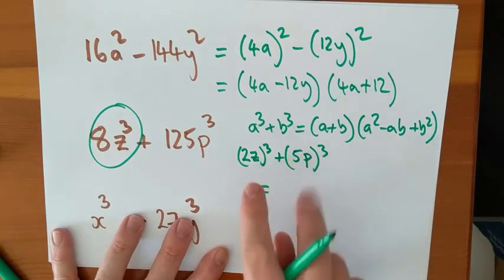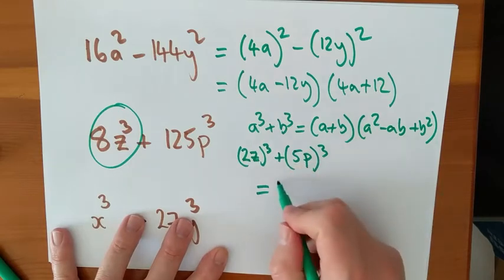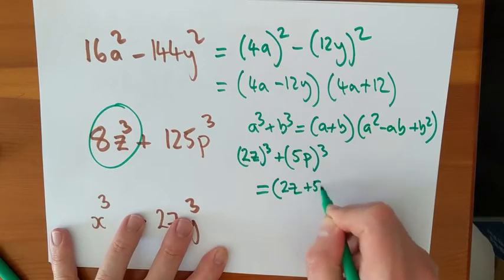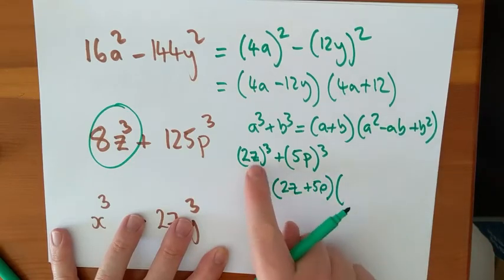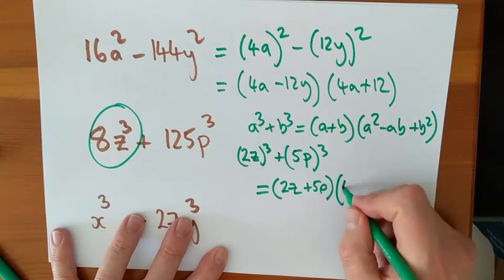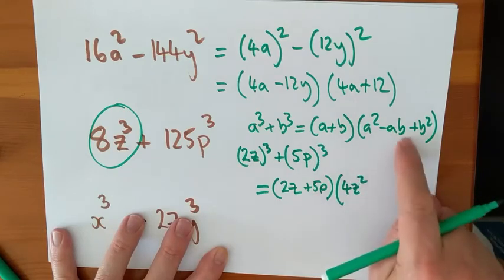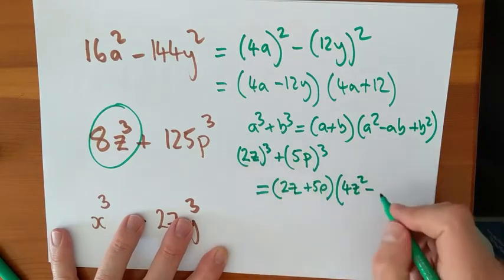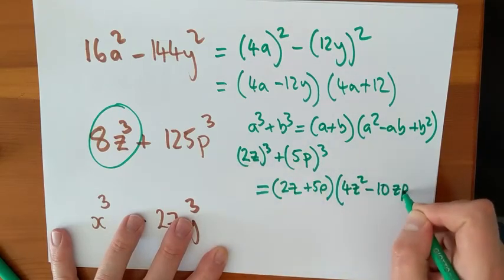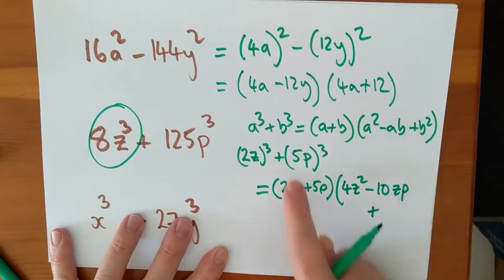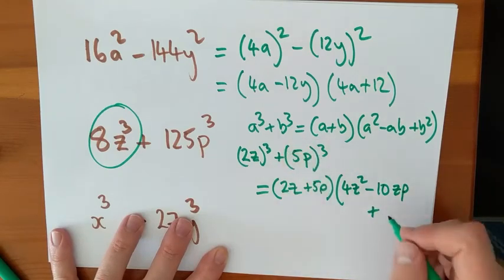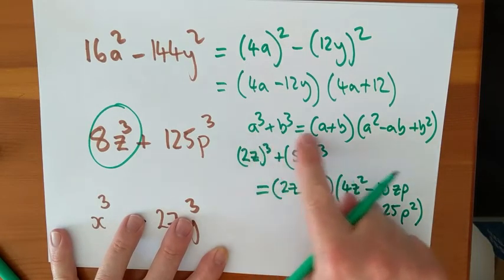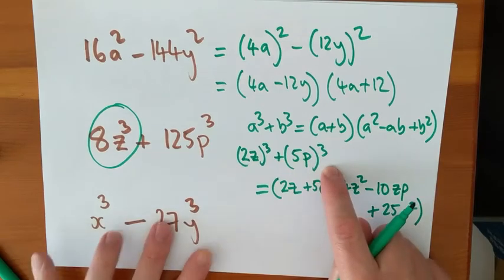Let's just see what happens. So this is my a and this is my b. So my final factorization would be 2z plus 5p multiplied by this squared. 2z times 2z is 4z squared, minus a times b, so that's minus all of that times all of that. That'll be 2 times 5 is 10. Then I've got b squared, which will be all of this squared, so 5p times 5p is 25p squared. So all I'm doing is using this pattern to help me simplify this expression, or at least factorize.